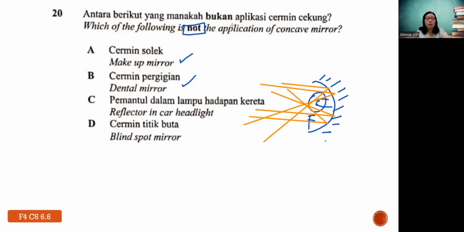Now for the blind spot mirror, you are not using concave mirror. You are using convex mirror, where you will diverge the rays, so you have a wider field of vision. You can spot more things. So the answer is D.